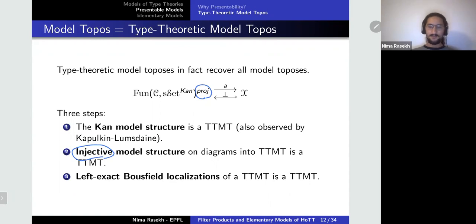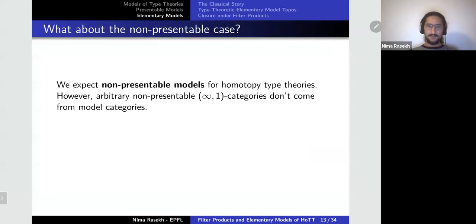Nope. Okay, then I will move on. So the next goal then is how about the non-presentable case? I think it's not very controversial to say that we should have non-presentable models for homotopy typing. Because, I mean, why wouldn't we, I guess? But how can we prove that? How can we recover the non-presentable models?